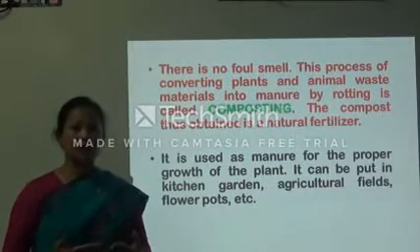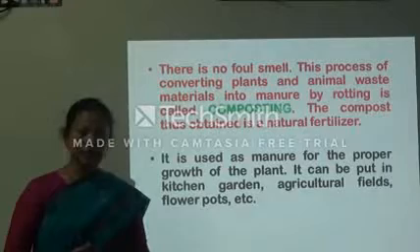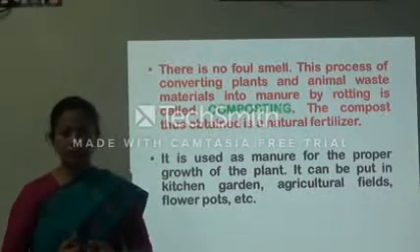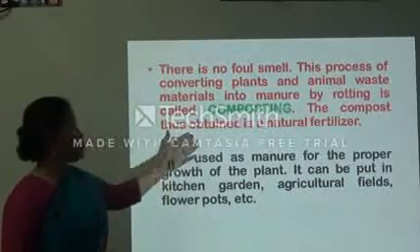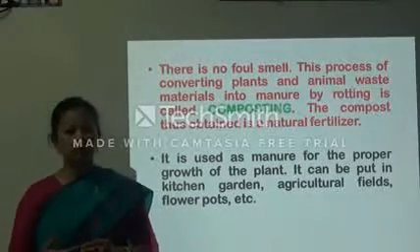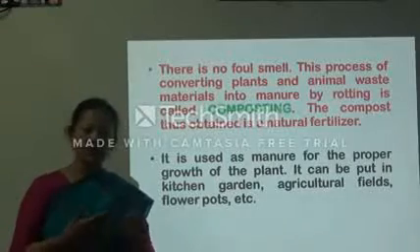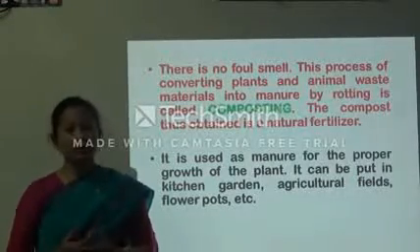This process of converting plant and animal waste materials into manure by rotting is called composting. The compost thus obtained is a natural fertilizer. It is used as manure for the proper growth of plants. It can be put in a kitchen garden, agricultural field, or your favorite flower pots.